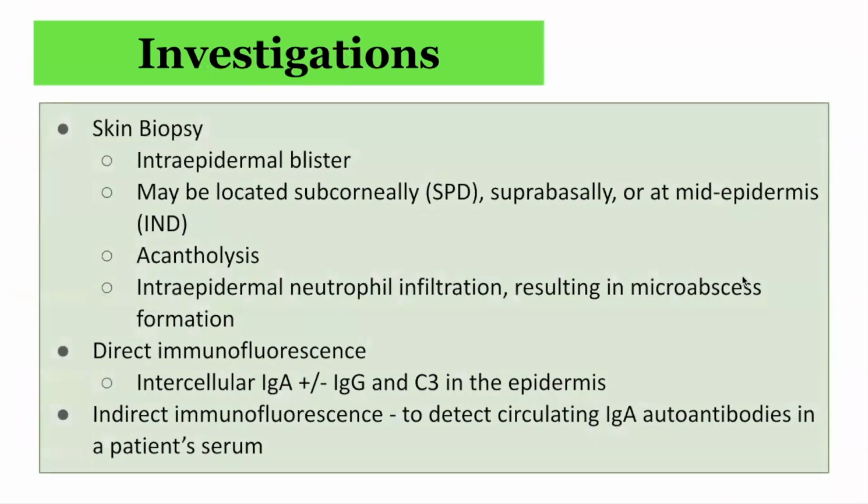In terms of investigations to consider, this may include a skin biopsy. This may show intraepidermal blister, which may be located subcorneally or suprabasally or in the mid-epidermis. Acantholysis is seen. There's intraepidermal neutrophilic infiltration, resulting in microabscess formation. Direct immunofluorescence demonstrates intercellular IgA and potentially IgG and C3 in the epidermis. Indirect immunofluorescence can be used to detect circulating IgA autoantibodies in the patient's serum.